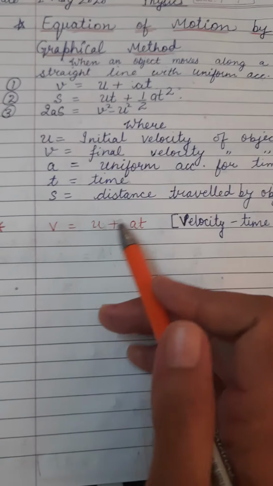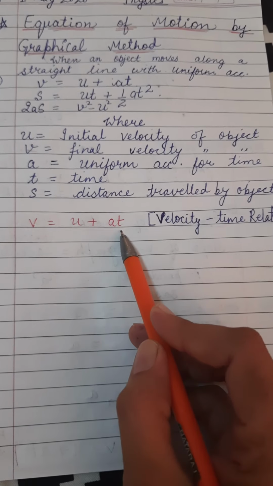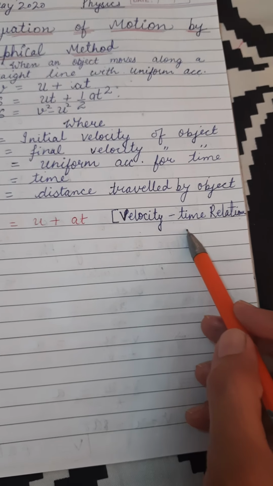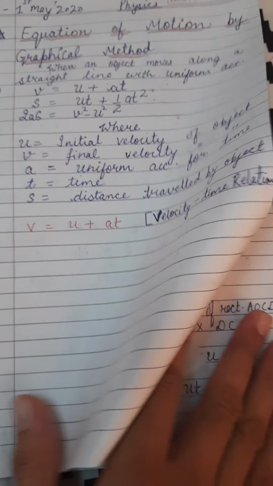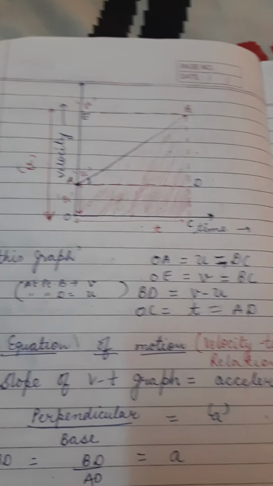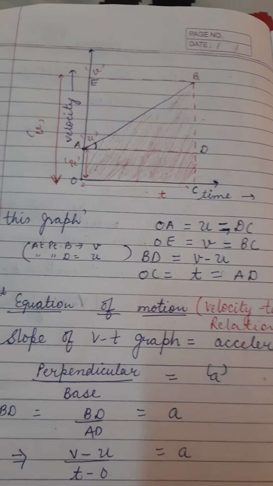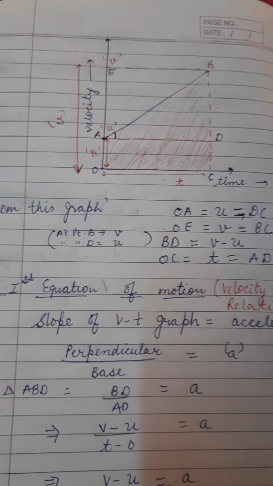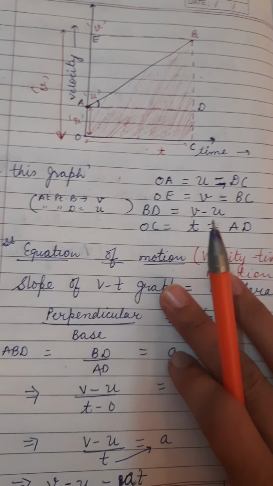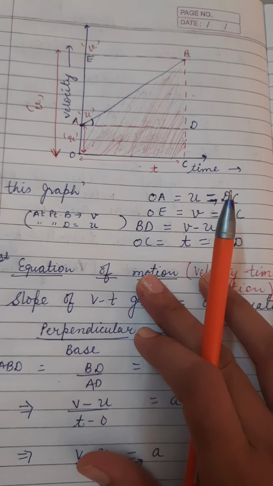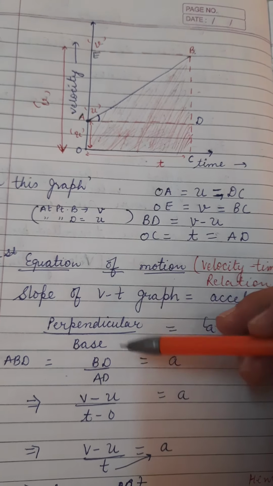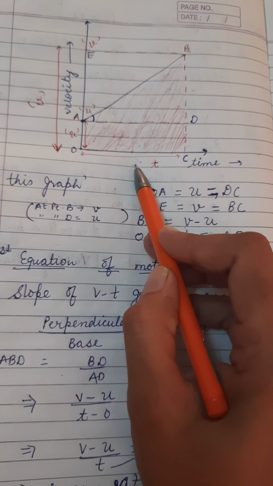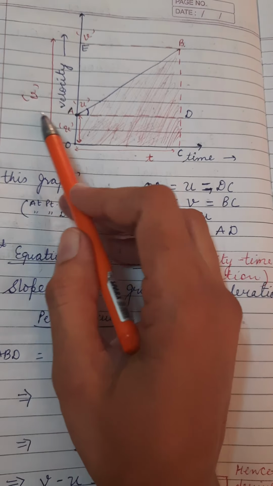The first equation of motion is v is equal to u plus at, and it is also known as the velocity time relation. For all the three equations of motion, we will use a single graph, and that graph is the velocity time graph. We have also discussed the velocity time graph earlier. Here we also use that velocity time graph for all the three equations. You need not draw the graph again and again. You can use this same graph for all the three equations.